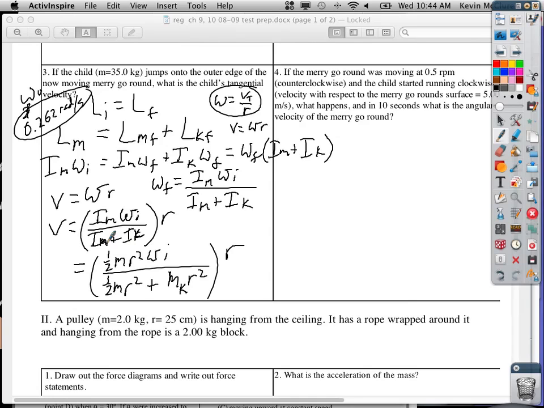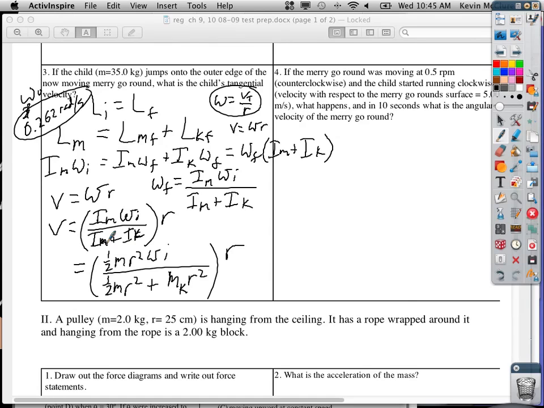Okay, so objects have different masses. The same thing is true about moments of inertia. Objects have different moments of inertia. The moment of inertia of a disk is 1/2 mr squared. The moment of inertia of the kid is mr squared. It's simply a function of their shape. Okay, well, anyways, let's move on.